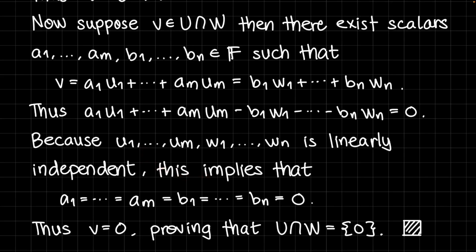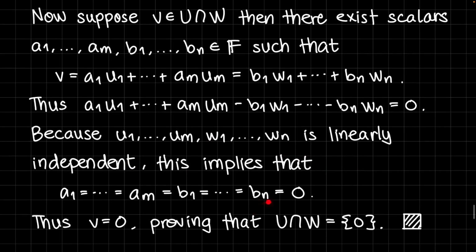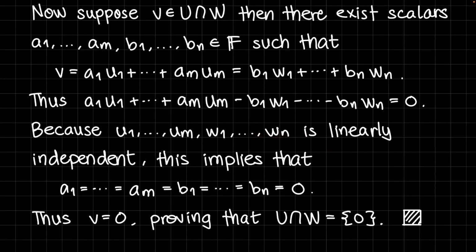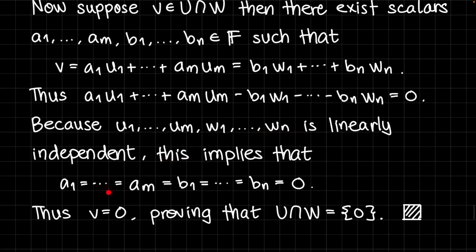Now we will use that U1 through UM, W1 through Wn is linearly independent because it's a basis. This means that all these coefficients have to be 0, because 0 can only be written uniquely if it's a linearly independent list. So that means A1 equals dot dot dot AM equals B1 equals dot dot dot Bn equals 0. So all of these coefficients are identically 0.